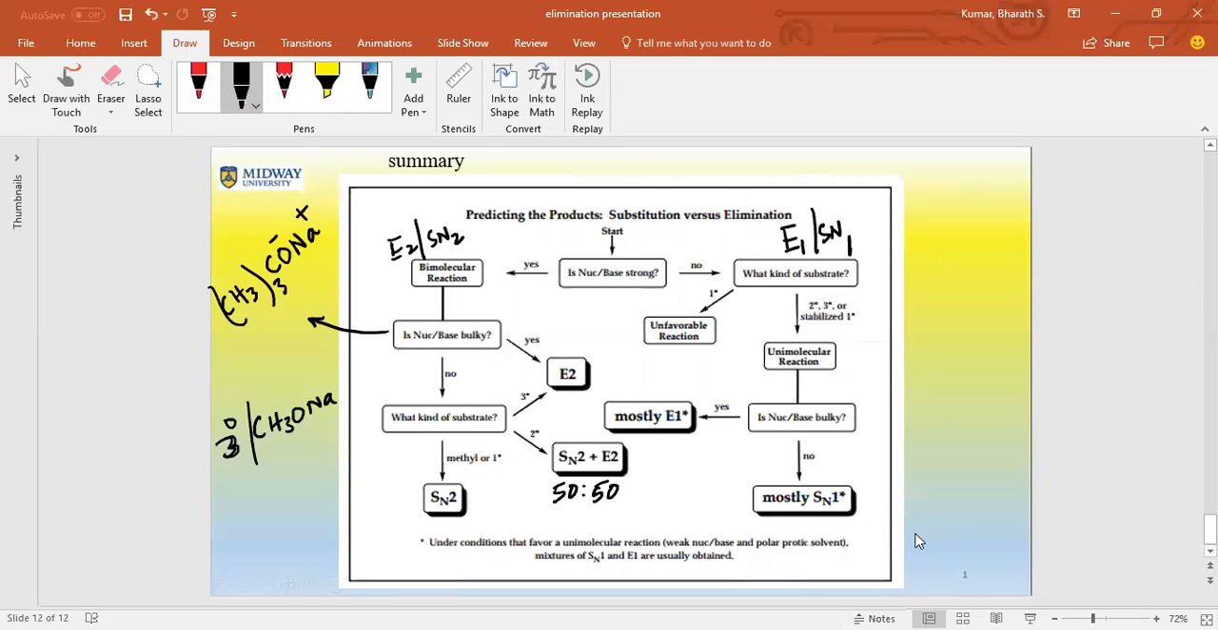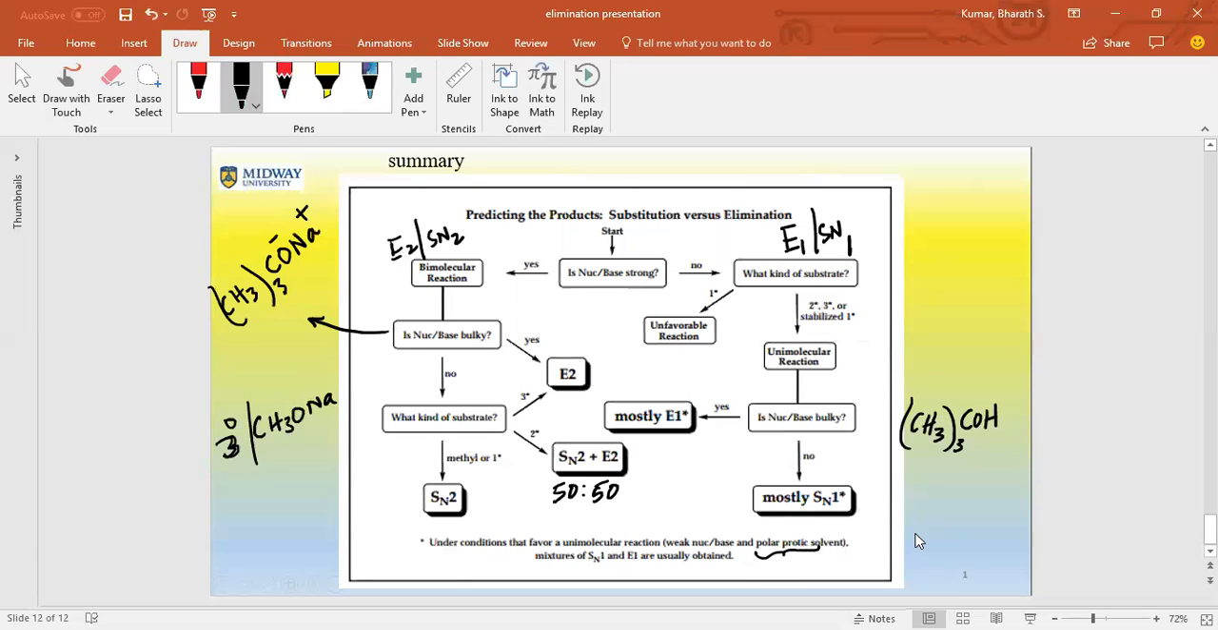At the start you decide the base is not strong, it's rather weak. Then you can have an E1 or SN1. If the base is bulky, like the one I showed you earlier, which is CH3COH, right? This is a bulky base. So if your base is weak but it's bulky, then you do an E1. If your base is weak but it's not bulky, then you do an SN1, okay? This, again, we are assuming it's polar protic, okay? Then E1 and SN1 are highly possible. I've already mentioned that to you earlier when we talked about solvents, right?